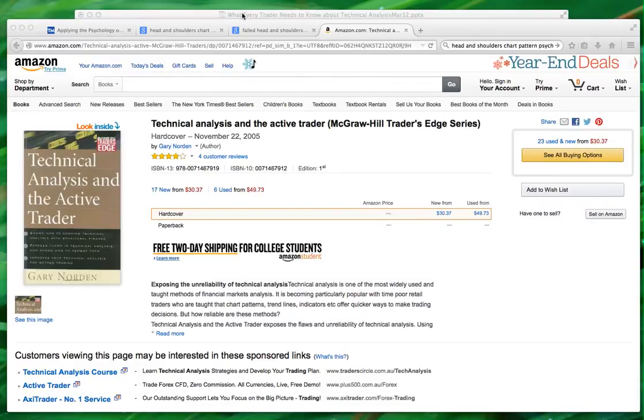I'm going to have a look at chart patterns, the supposed psychology behind chart patterns, and also the reliability of chart patterns. The information that I'm going to present today is explained in far more detail in my first book, which is here, Technical Analysis and the Active Trader, which is still available. It was published about 8 years ago now.